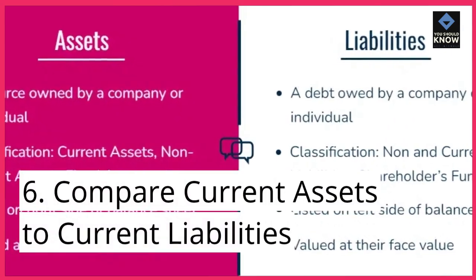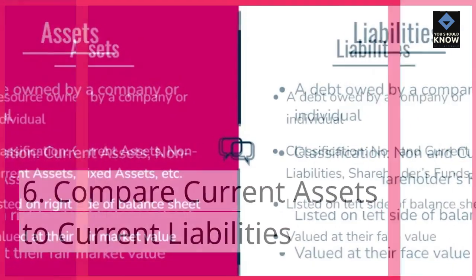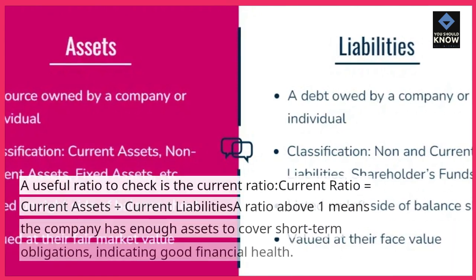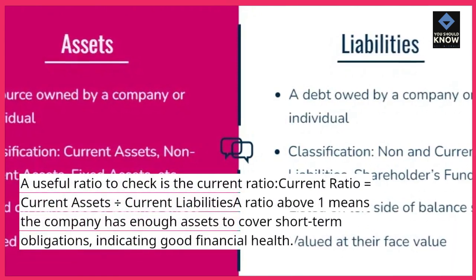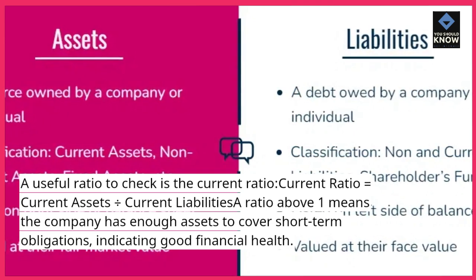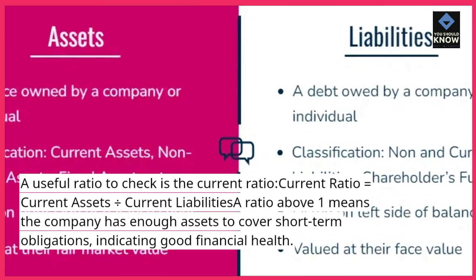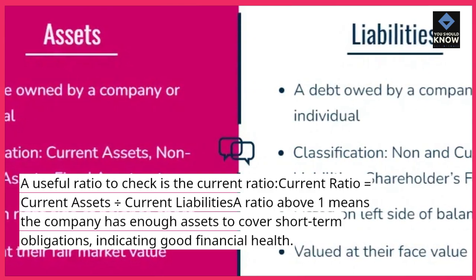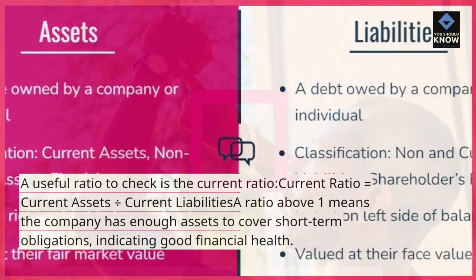6. Compare current assets to current liabilities. A useful ratio to check is the current ratio. Current ratio equals current assets divided by current liabilities. A ratio above 1 means the company has enough assets to cover short-term obligations, indicating good financial health.